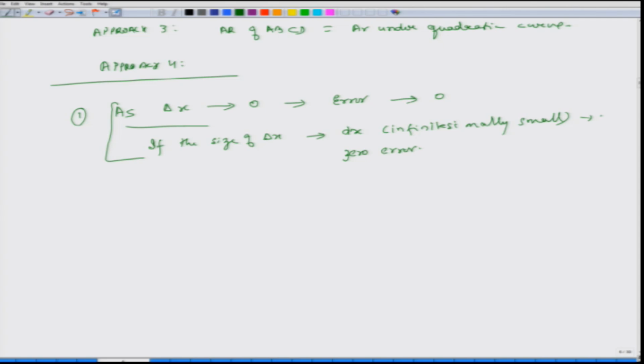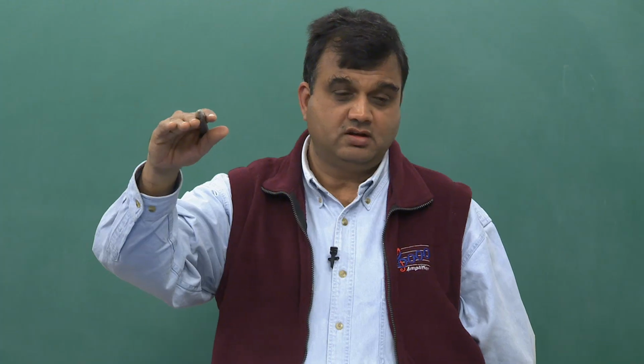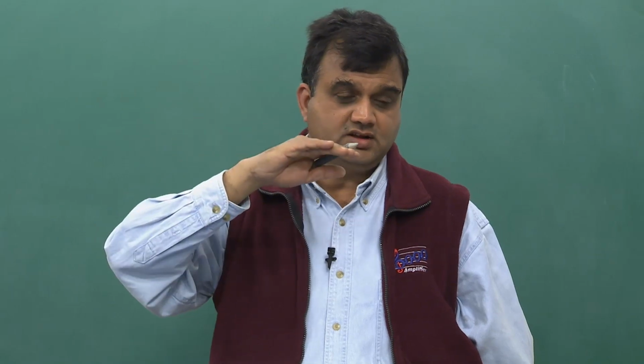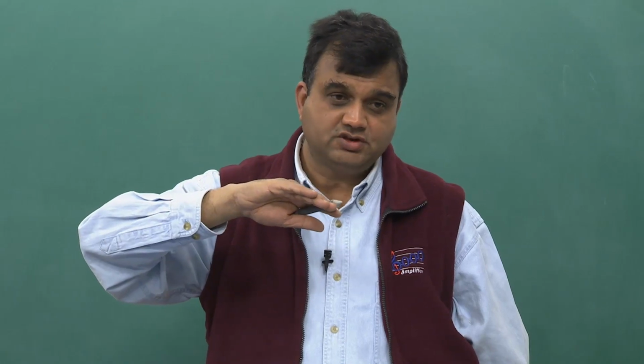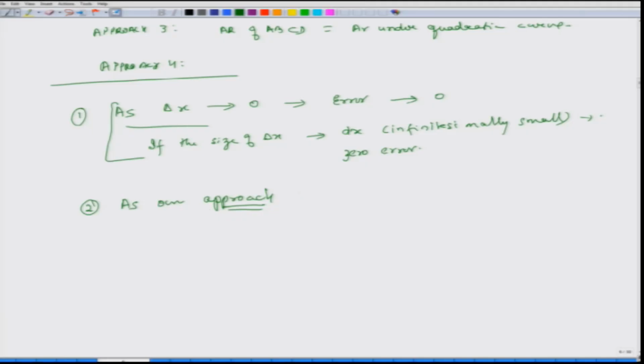This is one thing. The second one is, as our approach becomes more sophisticated, see, in first approach we assumed that height was constant. In second approach we said height was linearly varying. In third approach we said that height was quadratically varying. So, as our approach becomes more sophisticated, and this is a general thing, error goes to 0.